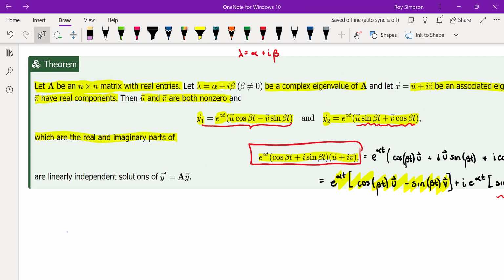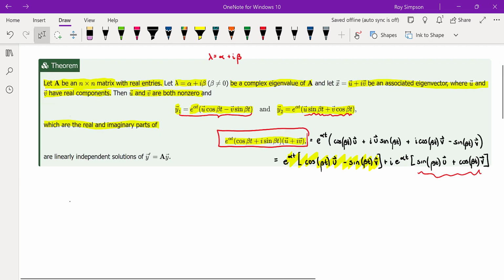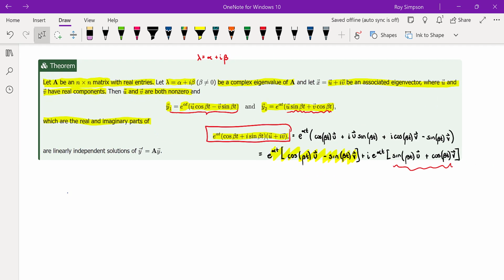Anyway, we get linearly independent solutions. Long-winded story is we have linearly independent solutions when you have a complex conjugate pair for an eigenvalue. Each of them generates linearly independent solutions. That's the punchline. So let's see it in action.